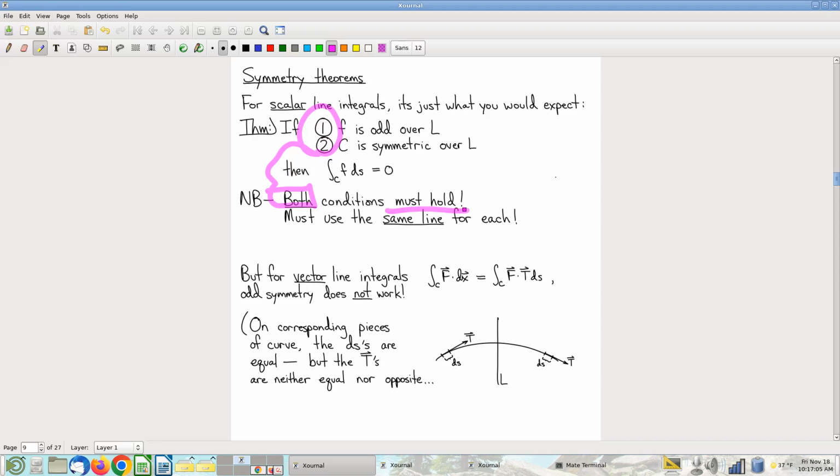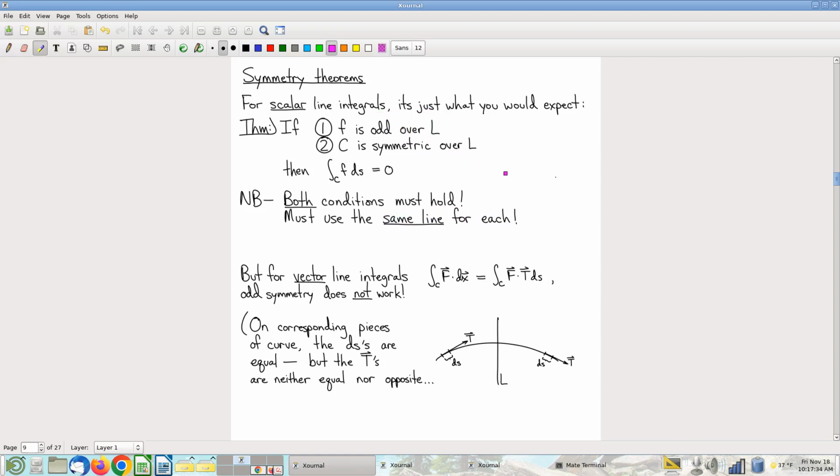The usual warnings: both conditions must hold. It's very easy to get excited about the fact that your curve is symmetric, and forget that is nowhere near good enough. The function has to be odd also. So same warning that I gave you for double integrals and triple integrals. Likewise, it's got to be the same line for both of those conditions. It's no good for the function to be odd over one line and the curve to be symmetric over a different line.